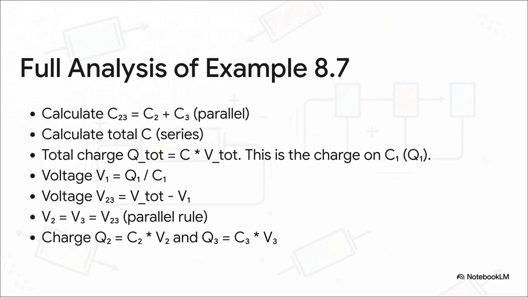Now here's the key. Because C1 is in series with everything else, it has to hold that total charge, so Q1 is Q total. From there, we can find the voltage on C1. By our voltage rule, the rest of the 12 volts must be dropped across that C23 parallel block. And because they're in parallel, V2 and V3 are equal to that same voltage. Once we know the voltage across C2 and C3, we can find their individual charges. And as a final check, those two charges should add up to our Q total. It all has to fit together perfectly.